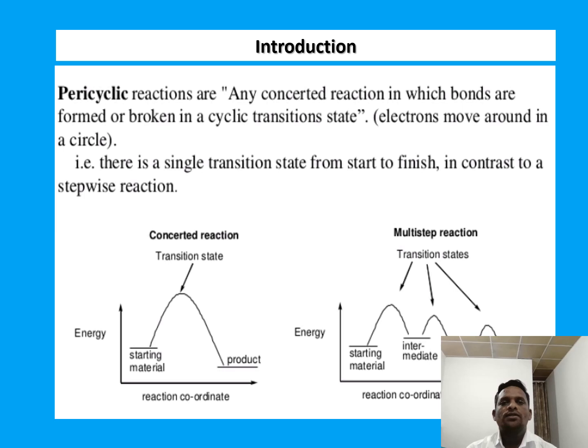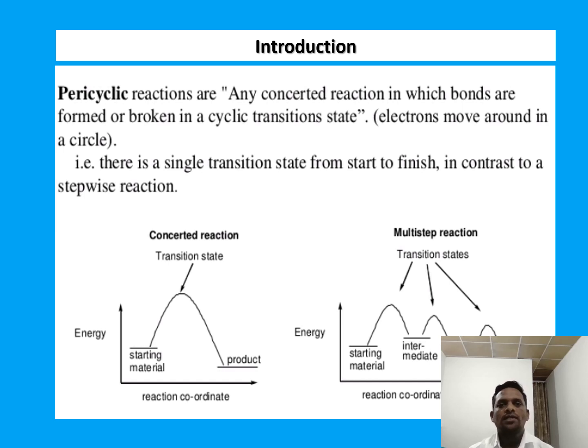First, the pericyclic reactions. A pericyclic reaction is any concerted reaction in which the bonds are formed or broken in a cyclic transition state, which means electrons move in a cyclic manner. That is, there is a single transition state from start to finish. It contrasts with stepwise reactions. Likewise, the SN2 reaction takes place in a single step. That's why there is no intermediate.